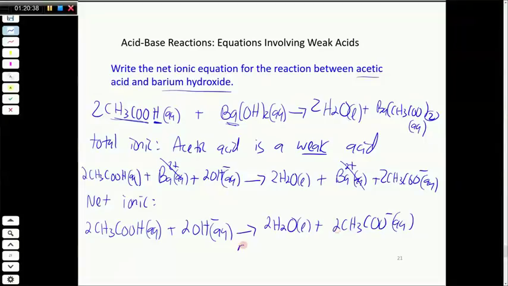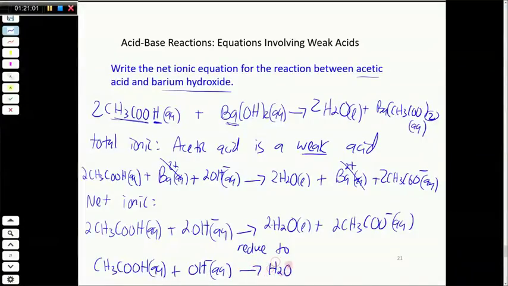So we can reduce this. Sometimes when you write net ionic equations, you get coefficients that can be reduced down to something smaller. We have 2, 2, 2, 2 on everything, so we could just write our net ionic equation more simply as CH3COOH aqueous, acetic acid, plus 1 OH minus gives 1 water and 1 acetate.